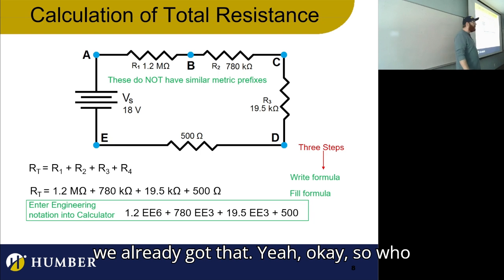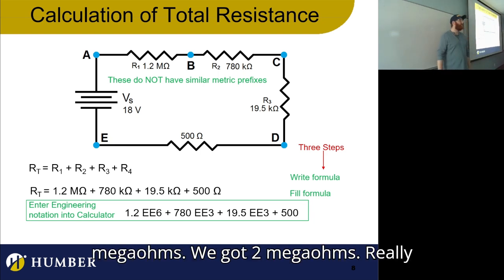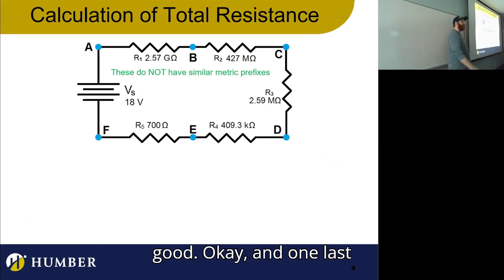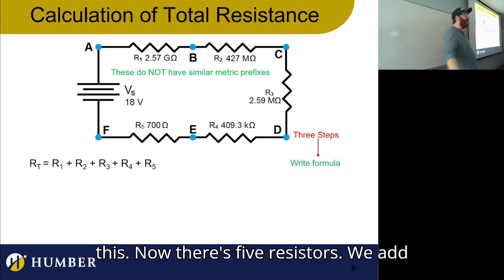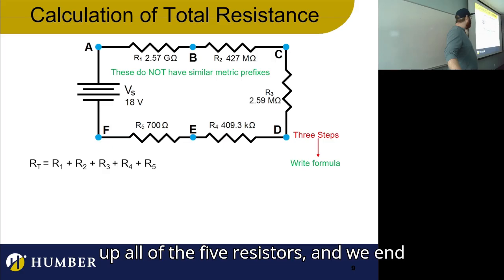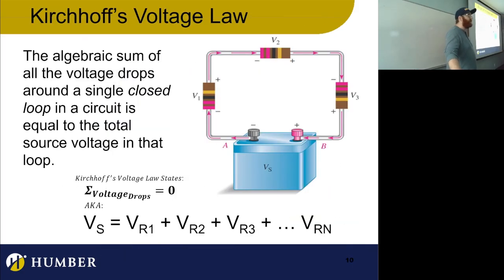Okay, so who wants to tell me the final answer for these 4 resistors? 2 mega ohms. We got 2 mega ohms. Really good. Okay, and one last example. I think you guys got the hang of this. Now there's 5 resistors. We add up all of the 5 resistors, and we end up with 3 giga ohms.